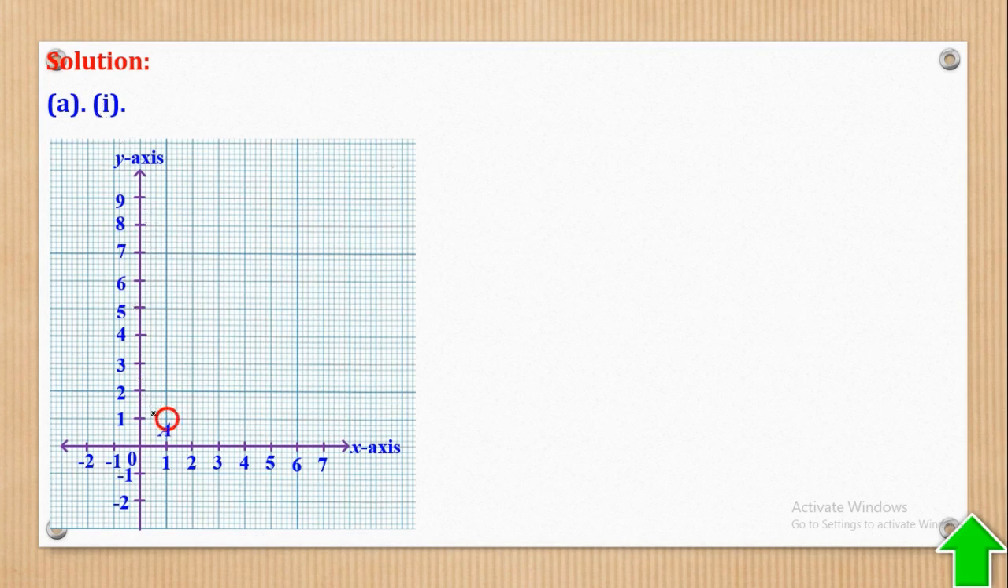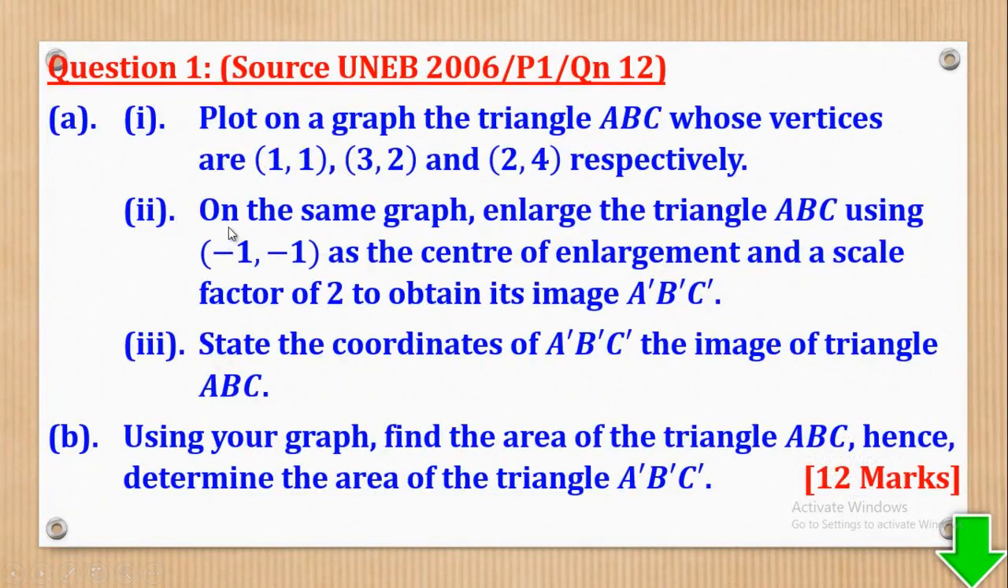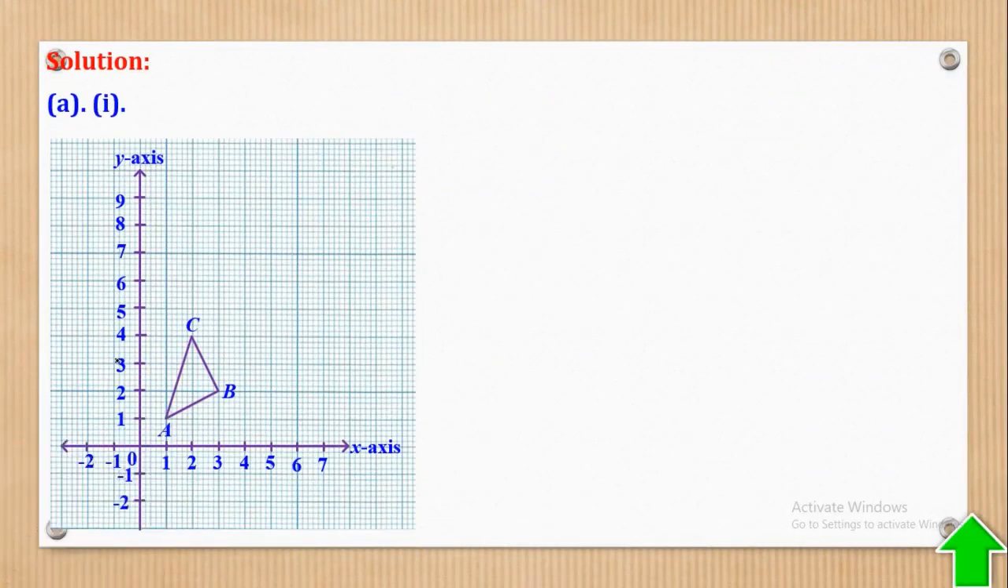So that is point A, which is 1, 1, point B, which is 3, 2, point C, which is 2, 4. Then join A to B, B to C, and C to A. That would be triangle ABC, and that was Roman 1. Then Roman 2 said, on the same graph paper, enlarge triangle ABC using -1, -1 as the center of enlargement and a scale factor of +2 to obtain its image A prime, B prime, C prime. So first we shall locate our center of enlargement, which is -1, 1 here.